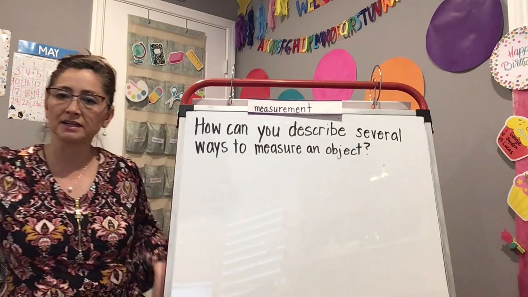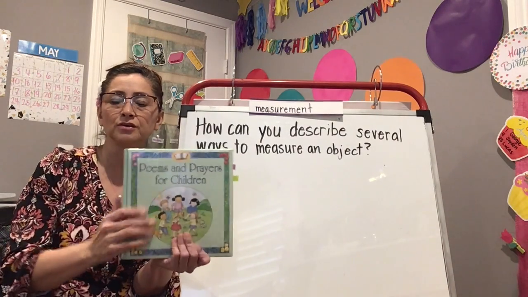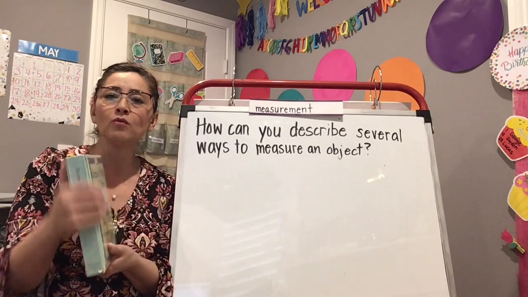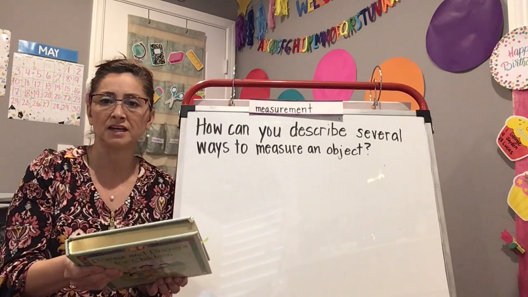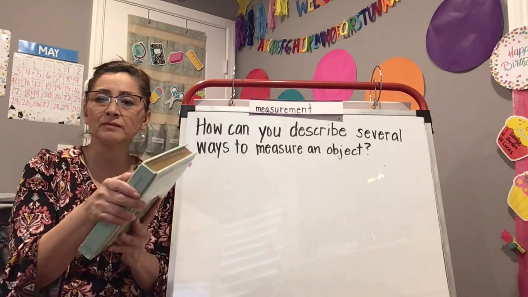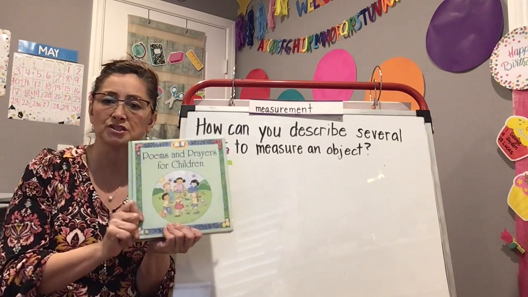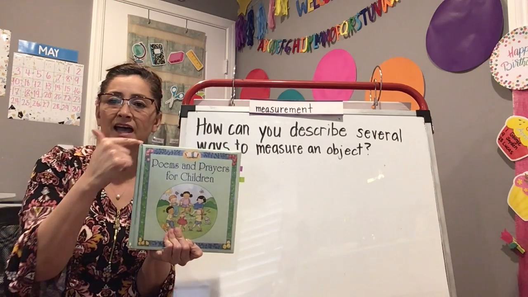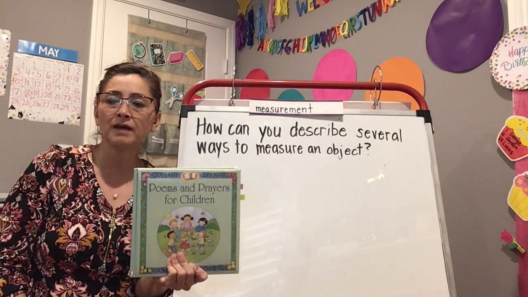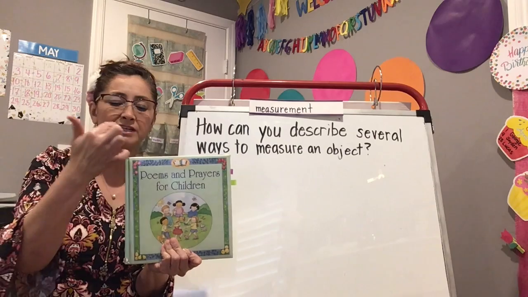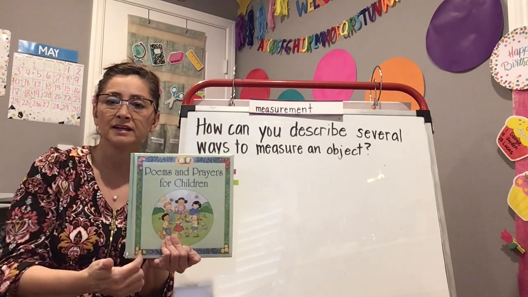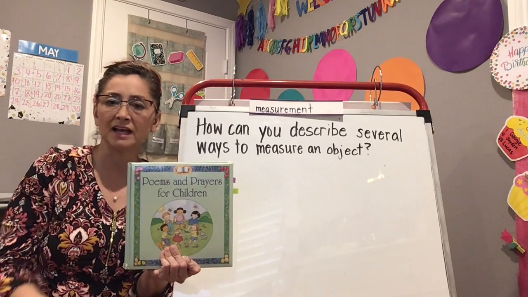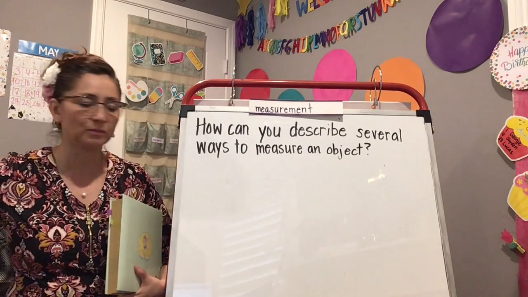So let's take a look at our first object. I'm going to show it to you right here. Okay? This is a book. Now, if I wanted to measure this book here, what are some of the ways that I could measure it? What if I measured from side to side? When I take a book and I measure from side to side, what am I measuring? That's right, the length of the book.